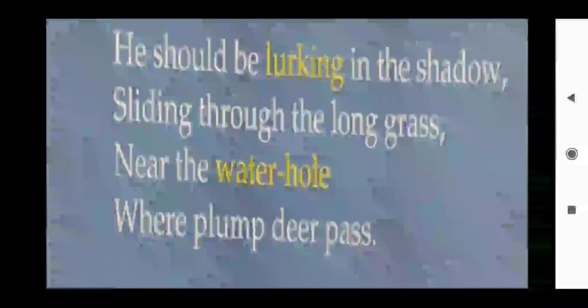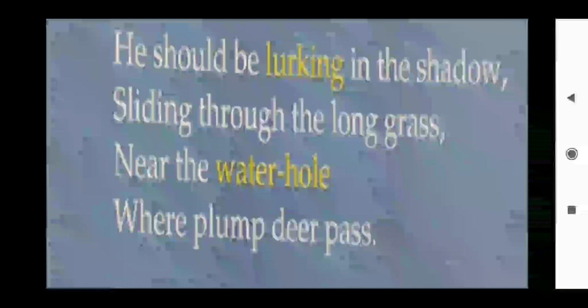He should be lurking in the shadow, sliding through the long grass, near the water hole where plump deer pass.